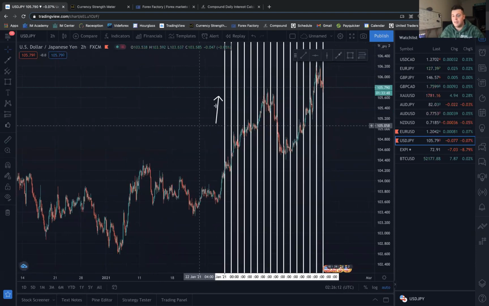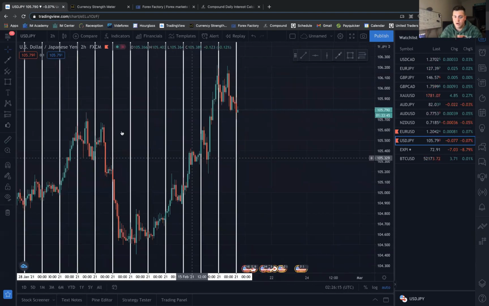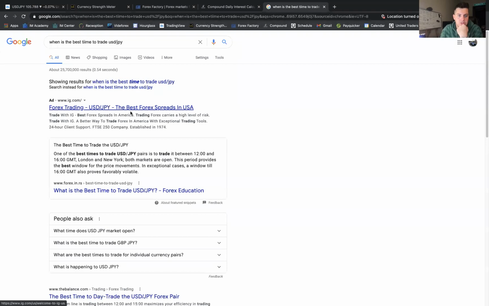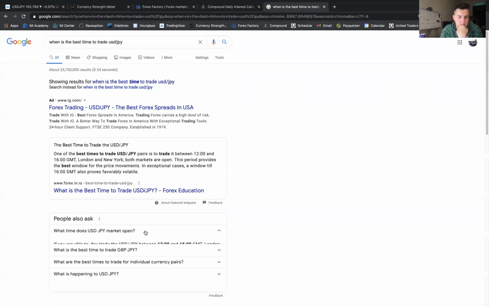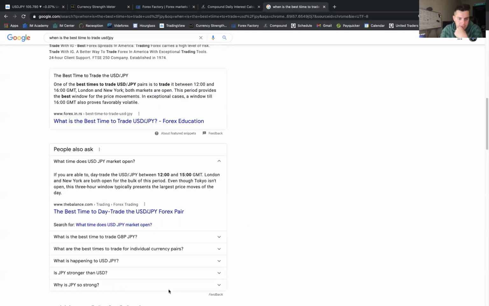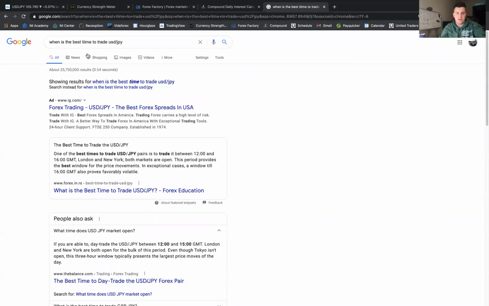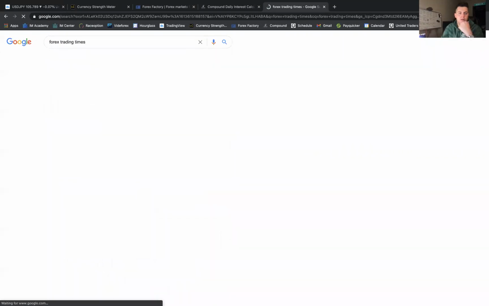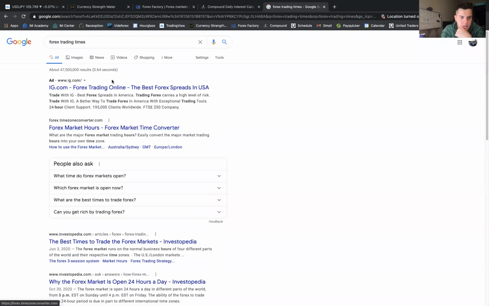Now that you realize how to separate these days and notice when the best times to trade are, you can even look it up. When is the best time to trade USD JPY? And it'll tell you. I think what I did last time is I just typed in Forex trading times. That might tell me when the hours open. Forex market hours.